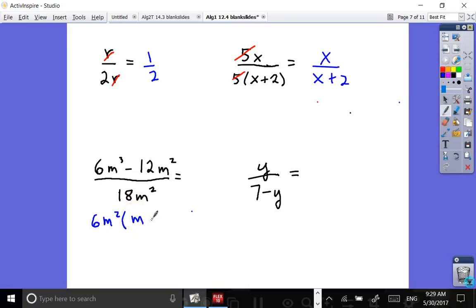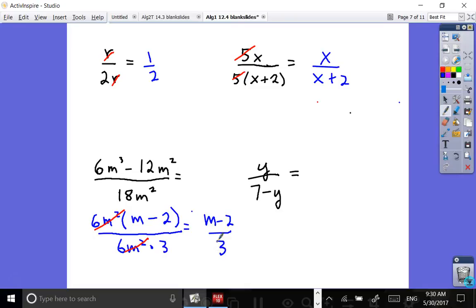m minus 2. Okay, what about in the denominator? If I factor this, 6m squared is one factor. What's the other factor? Times 3. So now we've written it in a factored form, and we could see that what's in common is 6m squared. So the answer is m minus 2 over 3.